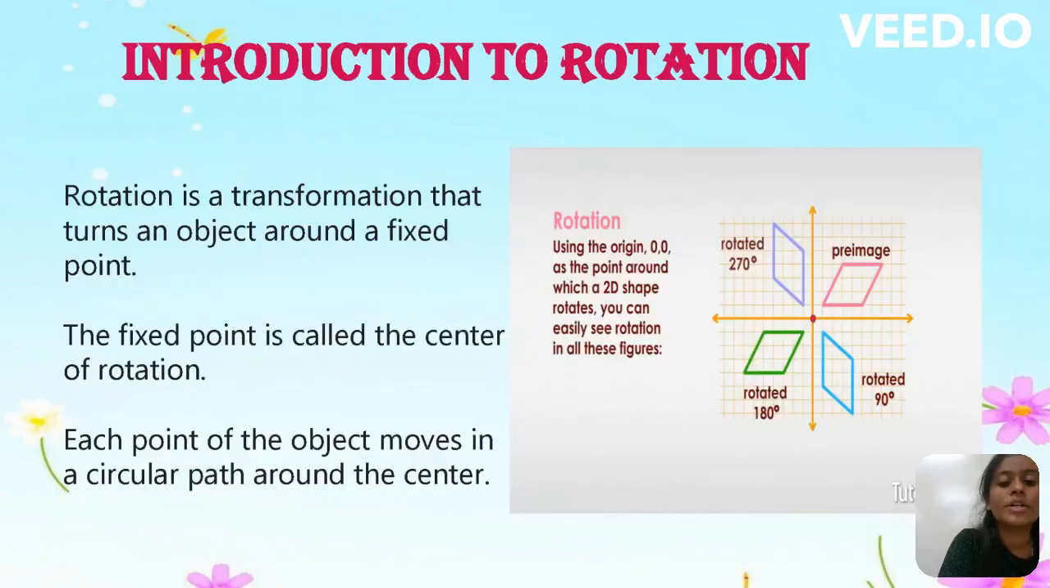Introduction to rotation. Rotation is a transformation that turns an object around a fixed point. The fixed point is called the center of rotation. Each point of the object moves in a circular path around the center.